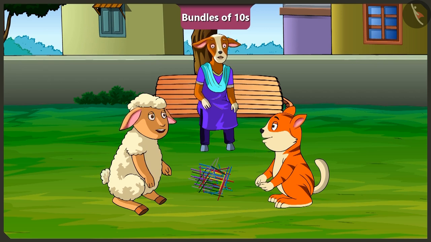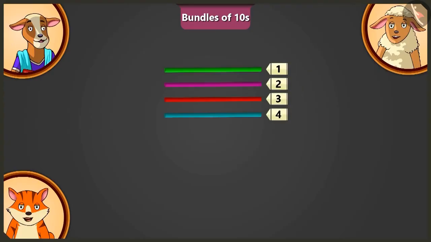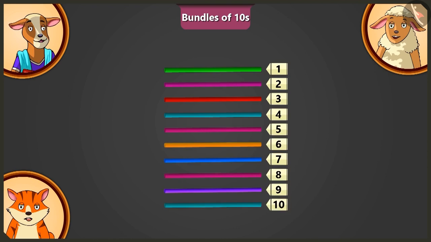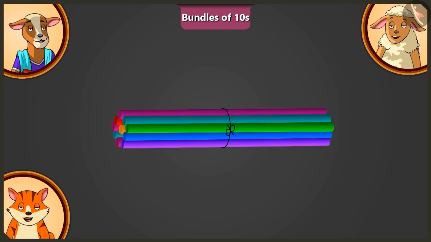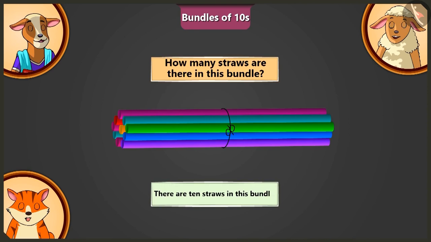We can count these straws by making bundles of 10. Bundles of 10? Yes, Lily. Billy, out of the straws kept here, count 10 straws and keep them aside. 1, 2, 3, 4, 5, 6, 7, 8, 9 and 10. Well done, Billy. Now, we will tie these 10 counted straws together with this rubber band. Now, this has become one bundle of 10. Billy, how many straws are there in this bundle? There are 10 straws in this bundle.